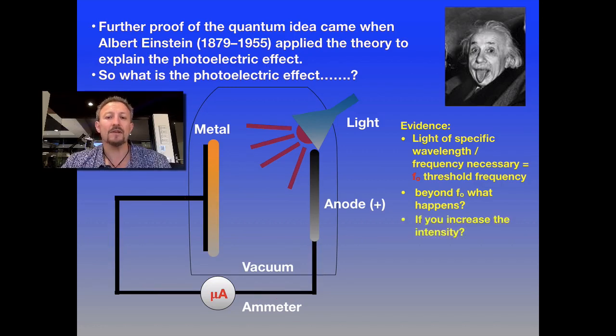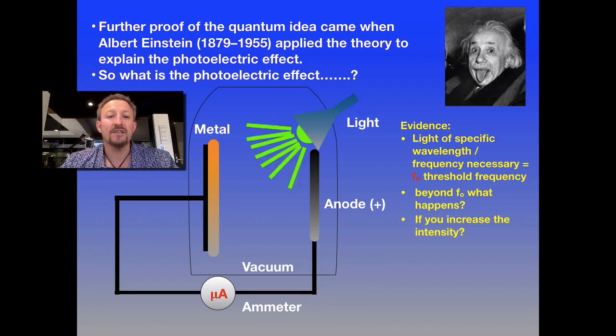We can also have a look and see what happens if we increase the intensity. Now you can see here we've got 4 bars on all of our lights. So let's put on green light, and you can see there it's got a lot more intensity, there's a lot more rays. What is going to happen?